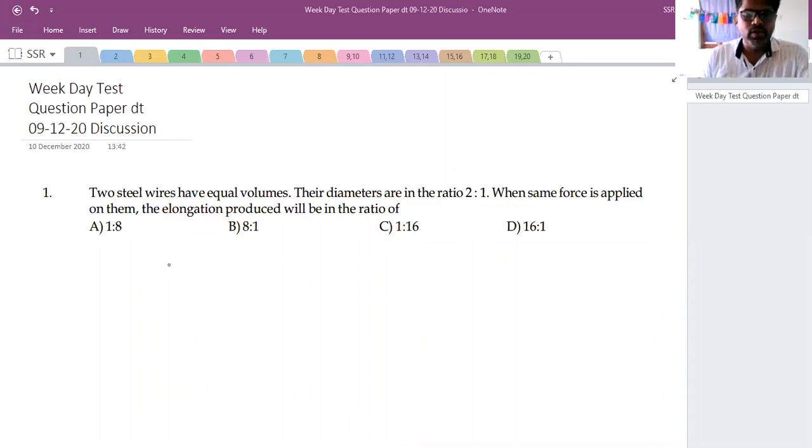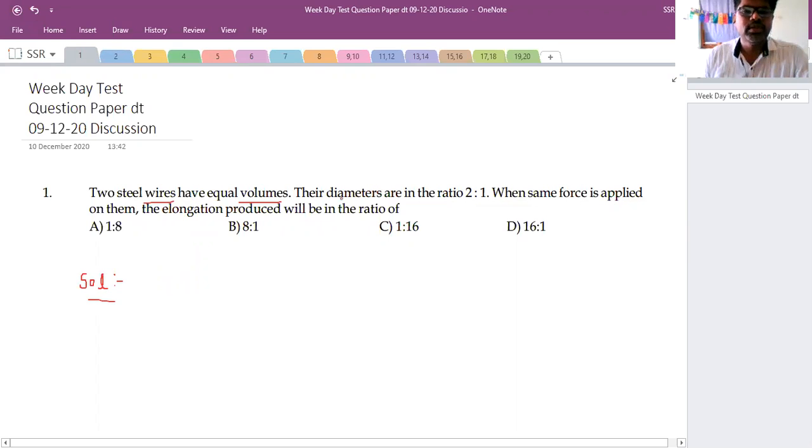Two steel wires having equal volumes. You can see the solution here. It is given two steel wires having equal volumes. Volumes are the same, and the wires are the same metal, steel. Their diameters are in the ratio 2:1. Diameters, let us say D1 is to D2, is equal to 2:1. Then the ratio of radii is also the same, 2:1 only.